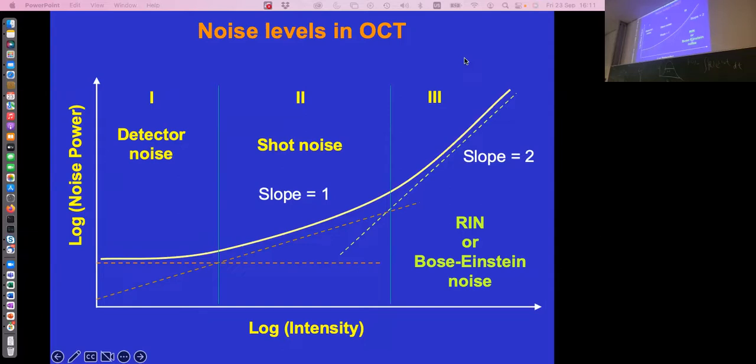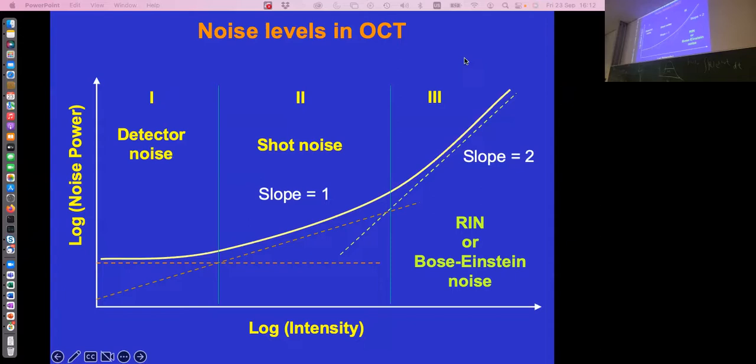Let's say we're in this regime here. So here, I again double my reference arm power. Signal doubles. What does the noise do? 4 times, yes. So what happens to my signal to noise ratio? Halves, exactly. So if you are in this regime here, your signal to noise doesn't improve.